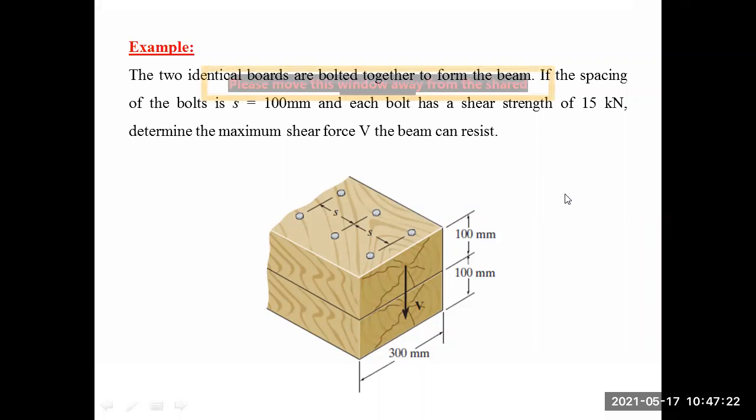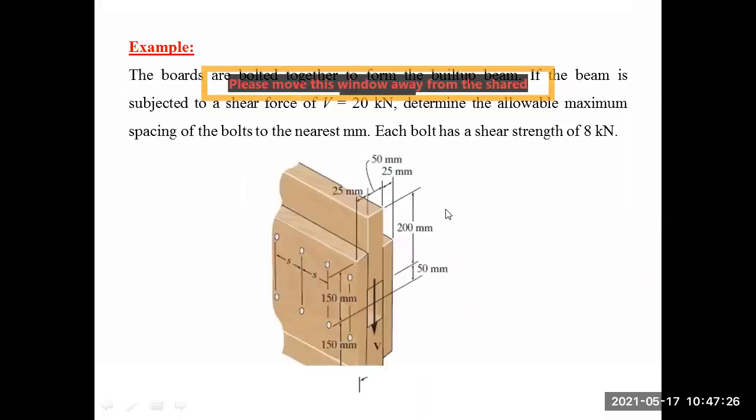So if no question, we move to the last question, which would be this one. Okay, so now I think the same thing. What is it asking for? I cannot see it. Determine the allowable spacing. It is asking for spacing, the maximum spacing.